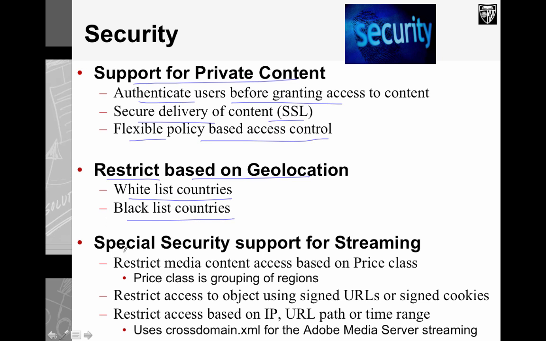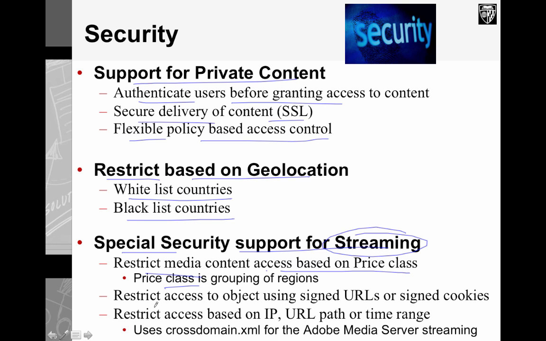There's also special security support for streaming. You can restrict the media content access based upon what is called price class. You can say only if they're coming from North America or South America can you have access to this particular content. This is what we call price class. They have that for streaming. They don't have very fine-grained control in terms of restricting through geolocation for streaming, but they have something called price class.